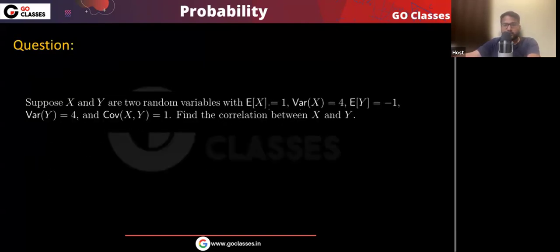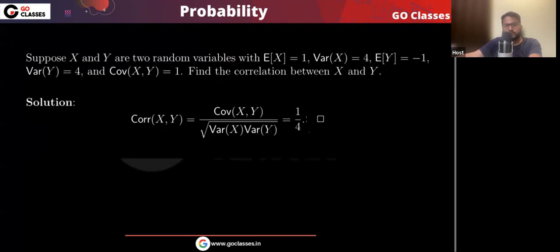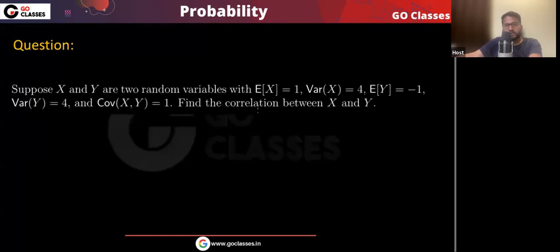Now find the correlation. The covariance is given, the variance is also given. So I think it's very easy. What is the correlation? It is 1 upon 2 into 2, which is 4. So it is 1 upon 4. That's very easy. Suppose x and y are two random variables. These are easy questions only. You can just try these questions.